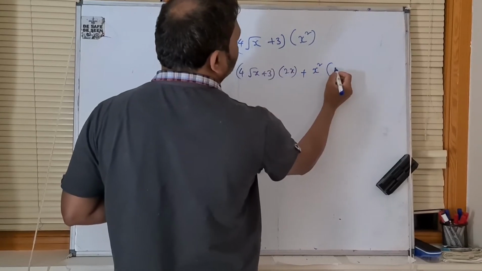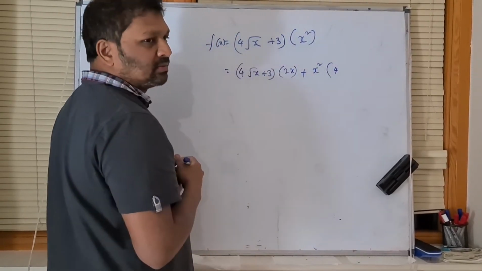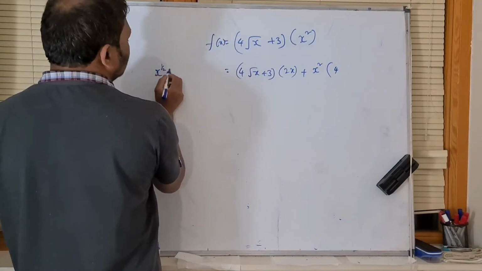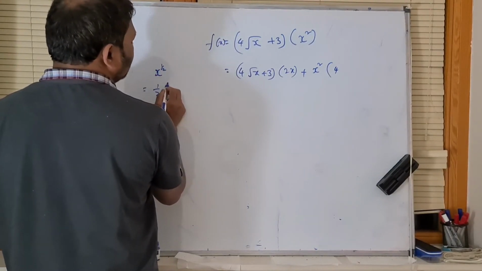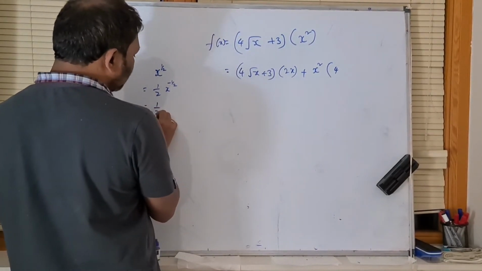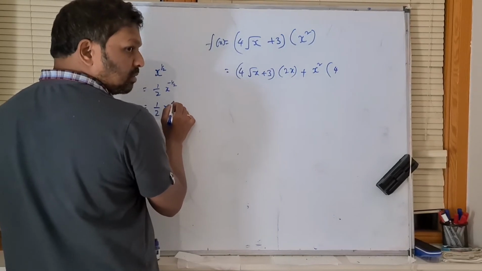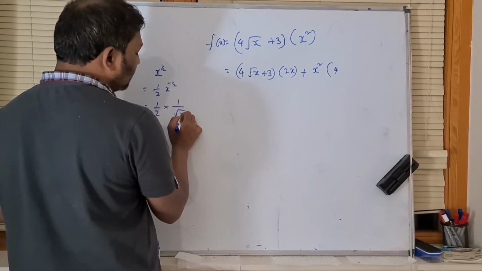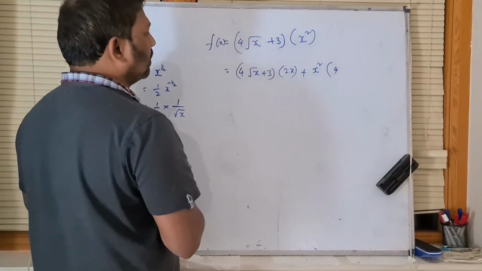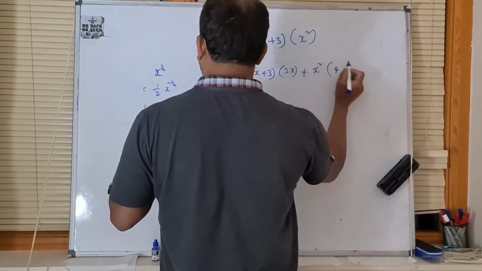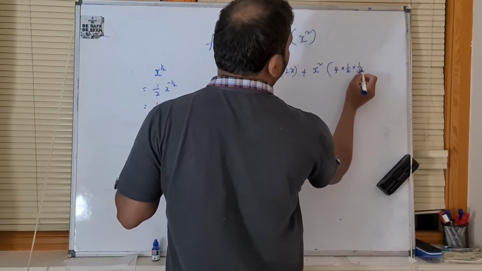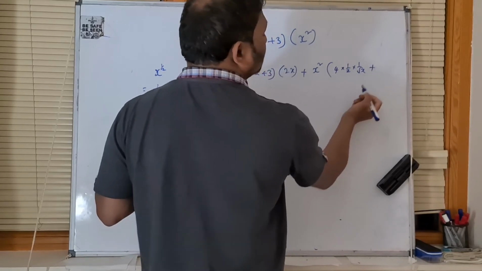What is the differentiation of 4 square root of x? What is square root of x? Basically x to the power of 1 by 2. So that means half x to the power of minus 1 by 2, or this can also be written as 1 by root x. Do you agree? So 4 into 1 by 2 root x.